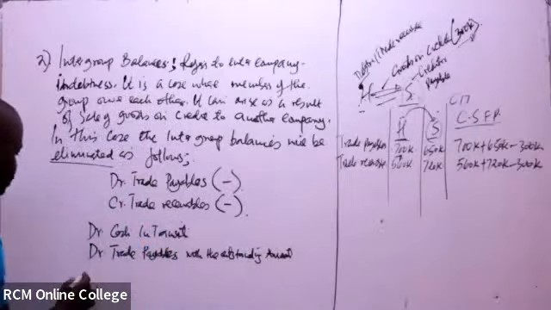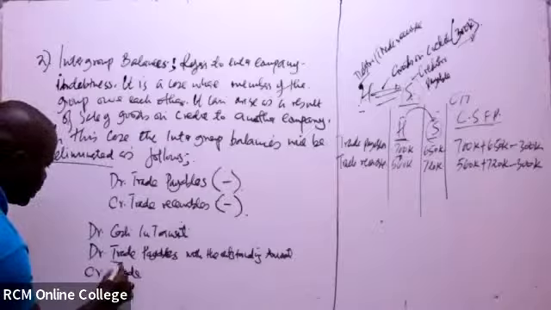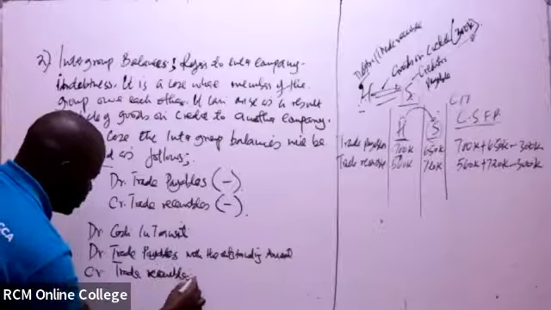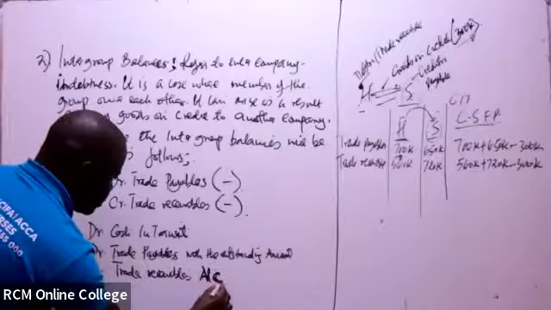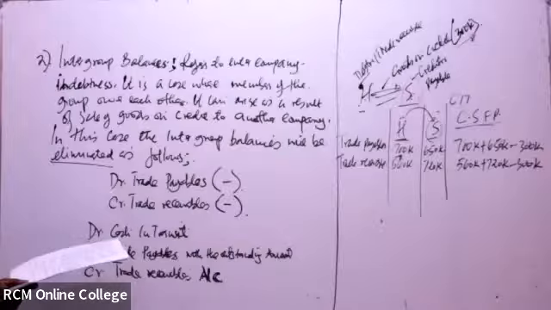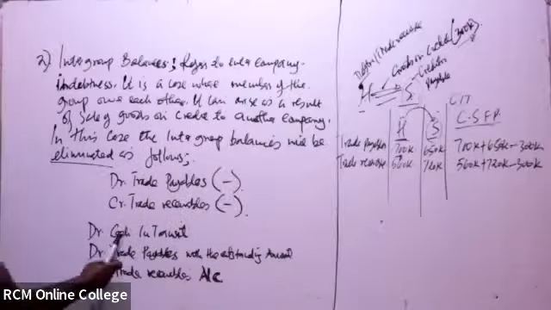Then you credit the trade receivables account. So you'll end up debiting the cash in transit, because this money is just still on the way. So it is cash that you're yet to receive.